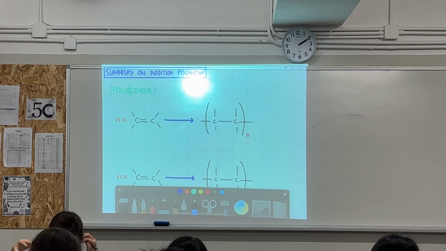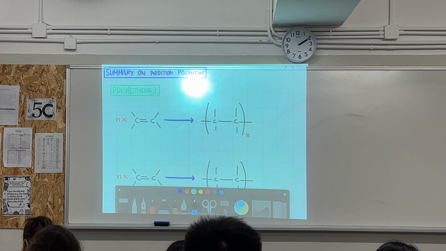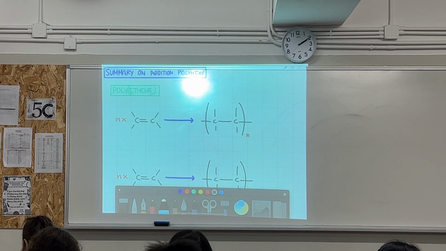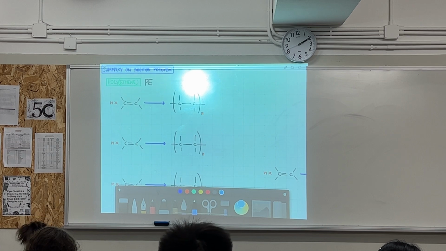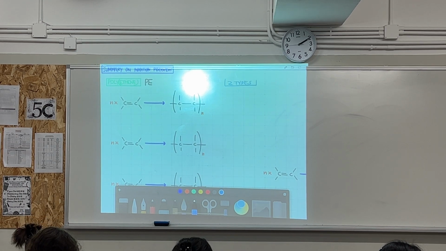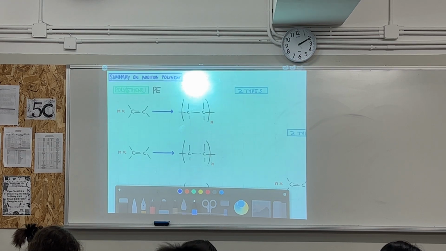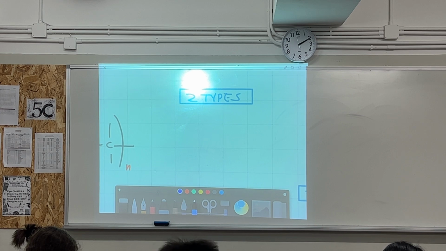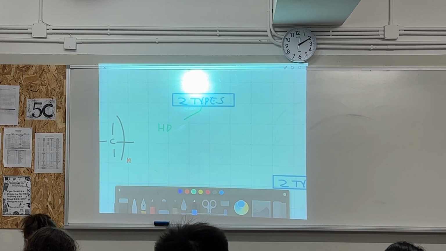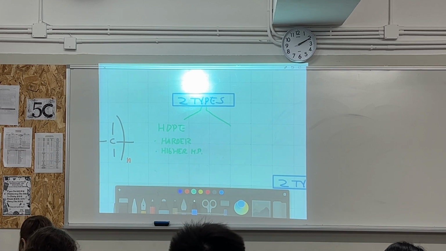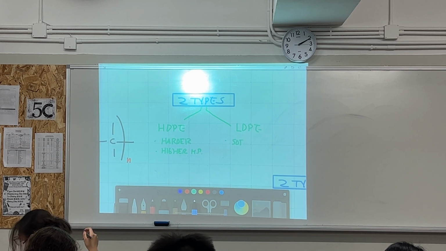So for polyethylene or PE, there are 2 types. They are LDPE and HDPE. Every time you have 2 or more types of the same polymer, those plastics have different properties. For example, for PE, we have HDPE, which is harder and has a higher melting point. So this is why it can be used to make plastic drinking cups. And then LDPE is softer and has a lower melting point.